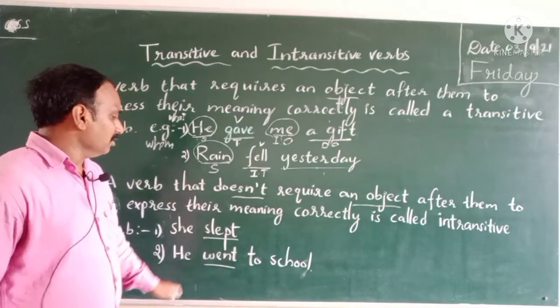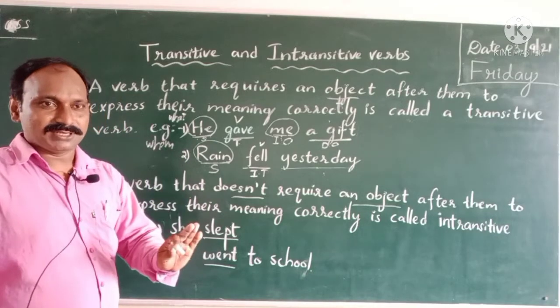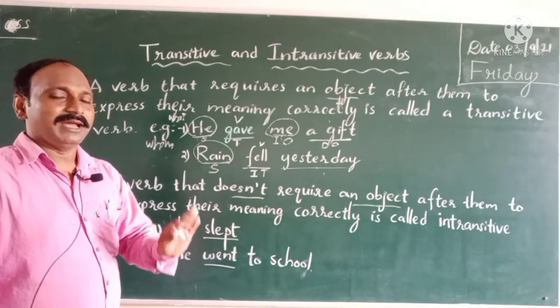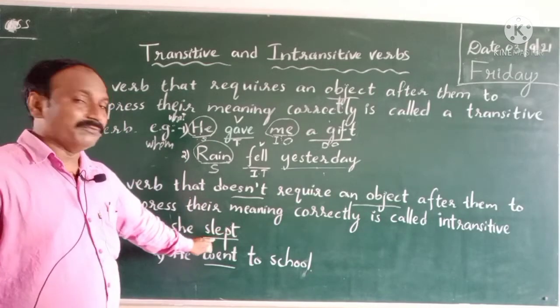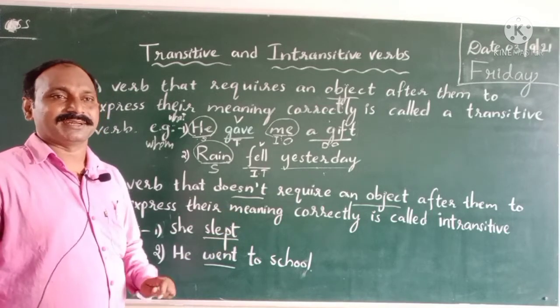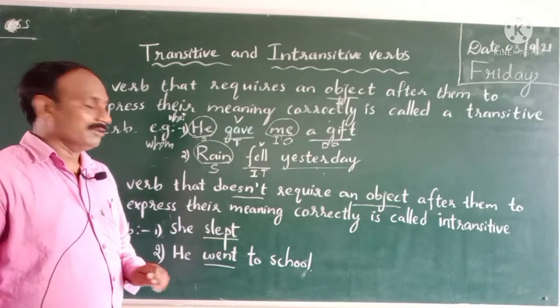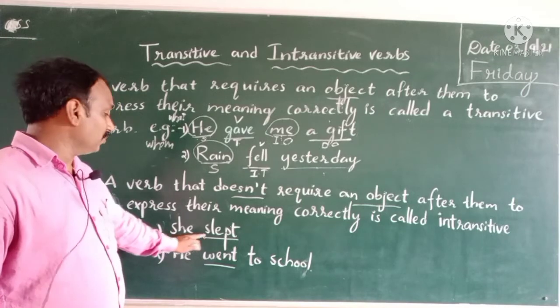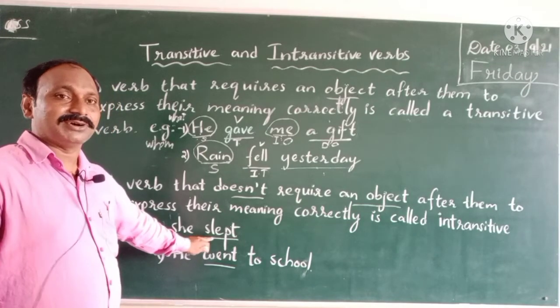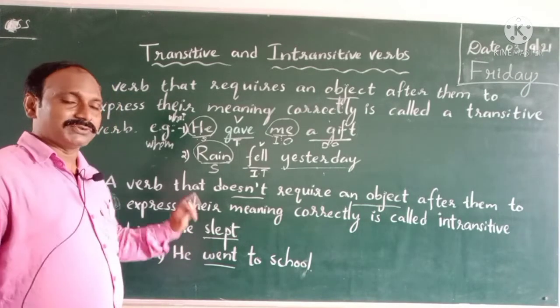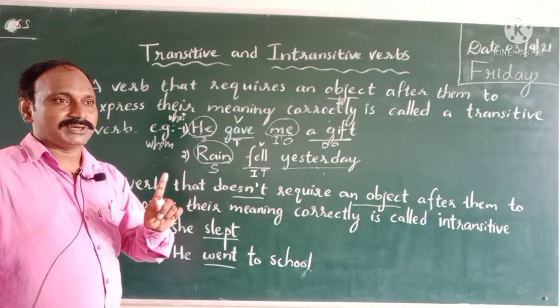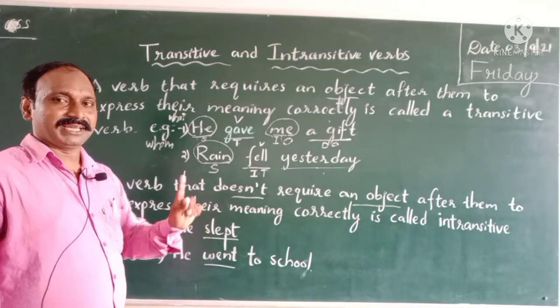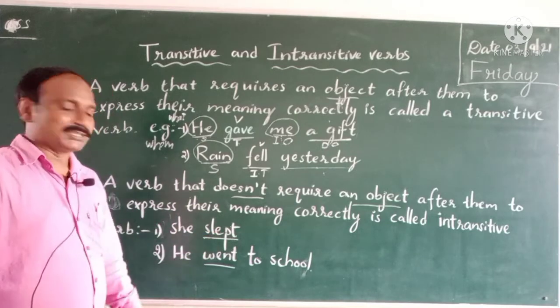Now here we have to concentrate on verbs. We have to underline that verb, and we have to find whether the given underlined verb is a transitive verb or an intransitive verb. So to find the verb as intransitive or transitive, we have to ask questions based on the object.